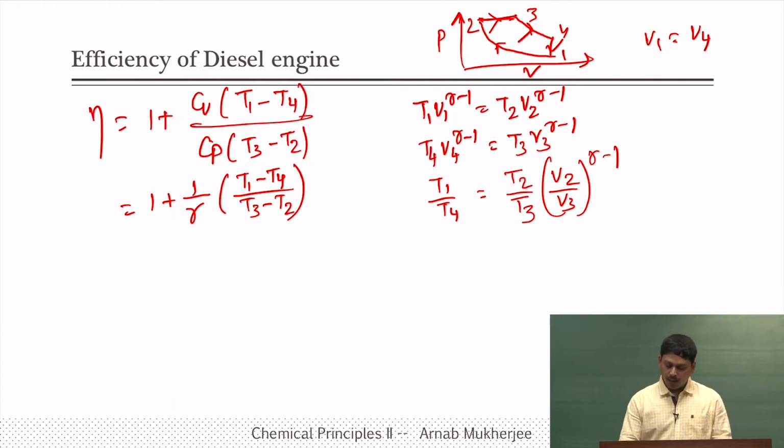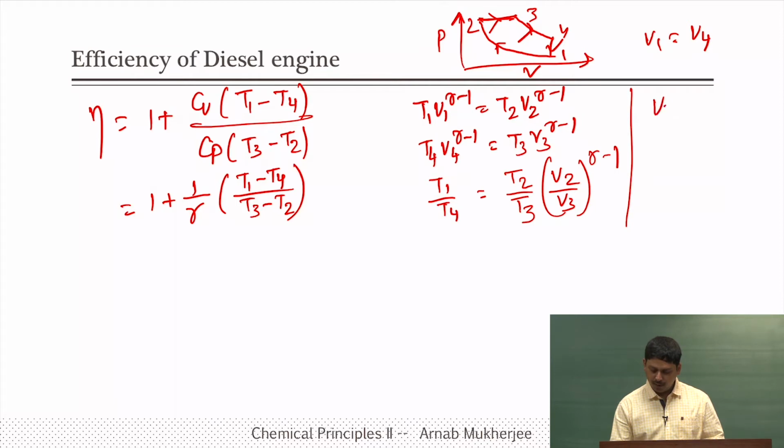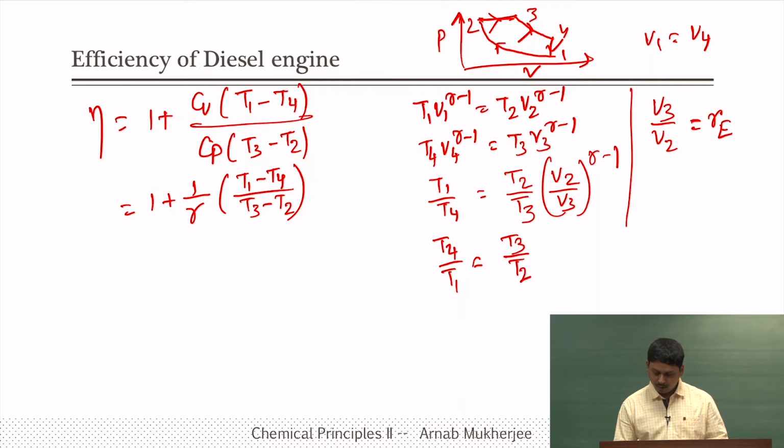Okay. Now, V2 and V3: there is a volume change between 2 and 3. So, V3 by V2 is typically called the expansion ratio RE, because here the expansion is happening, and the ratio between 1 and 2 is called the compression ratio. These ratios are important for the efficiency, as you can see in a moment. Now, we have this relation, we will just invert it. So, T4 by T1 is T3 by T2 times (V3 by V2) to the power gamma minus 1.